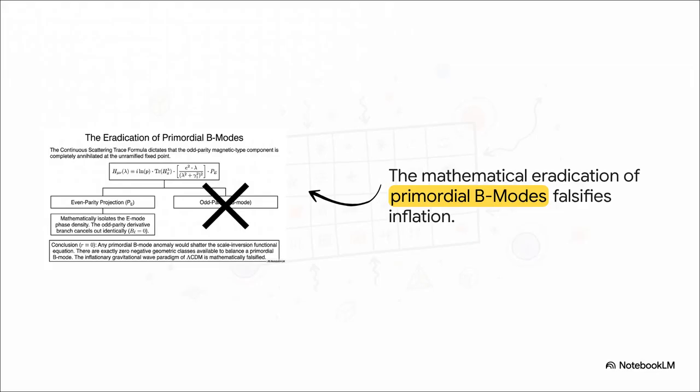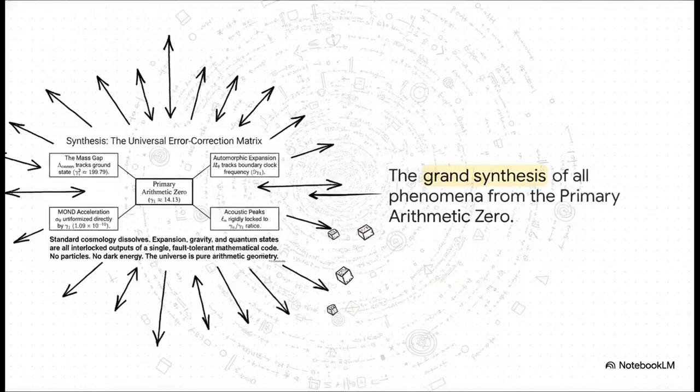Visually, the eradication of the odd parity branch, you can see it aggressively crossed out right here, means there are exactly 0 negative geometric classes available to balance a primordial anomaly. This mathematically isolates the E-mode phase density. Because of this missing balance, the inflationary gravitational wave paradigm of standard Lambda CDM cosmology isn't just challenged, it is mathematically falsified. Let's move to the next slide and see how this all builds together.